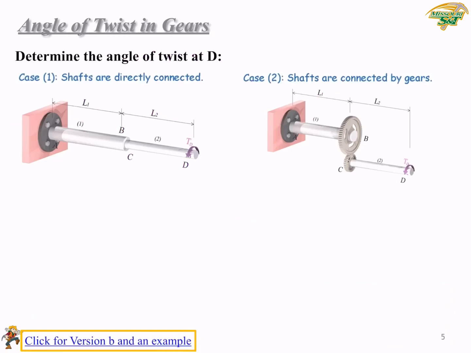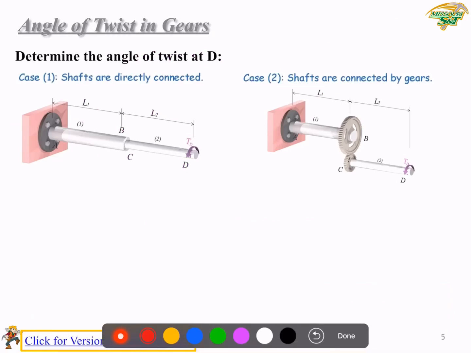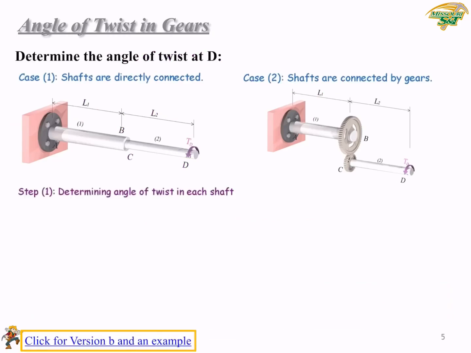In the first system, case 1, of course, step number 1 is to determine the angle of twist in each shaft. I think so far you should already know how to use a free body diagram to determine the internal torque in shaft 1 and shaft 2. Obviously in this case, when you add a torque TD at the end D, the internal torque in 2 and 1 will both be TD, no matter what the result is. So you can determine the internal torque in shaft 1 and shaft 2.